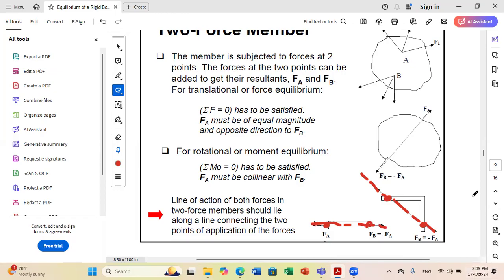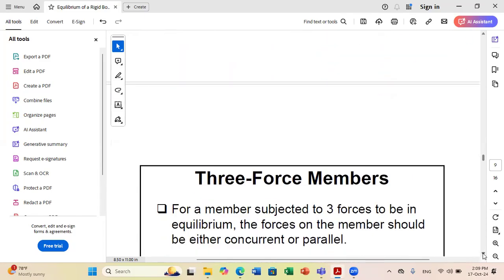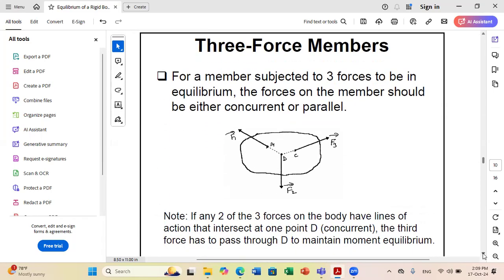Now, what do we mean by three-force member? When we talk about a three-force member, this means that we have a body only subjected to three forces without any couple moment. Okay, so here to have equilibrium, we have two possibilities. Either the three forces are parallel to each other, or the three forces should pass by the same point. Why? Because let us imagine it's not the case.